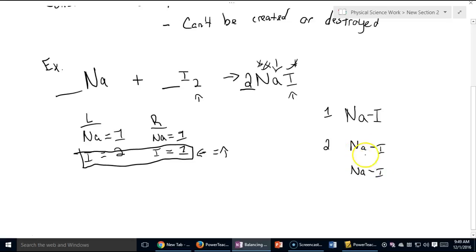I've got 2 Na's and 2 I's. Well, that's great. Now I've fixed my problem. I've made it so that now that 2 really distributes to both the Na and the I. So I've got 2 I's. So now I can rearrange this and say now I've got 2 I's.